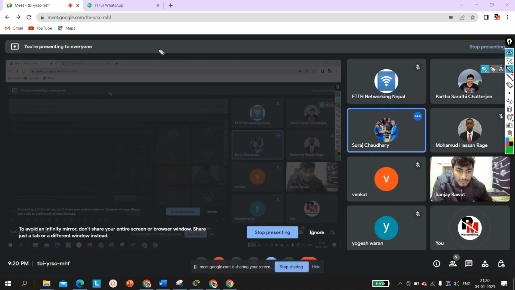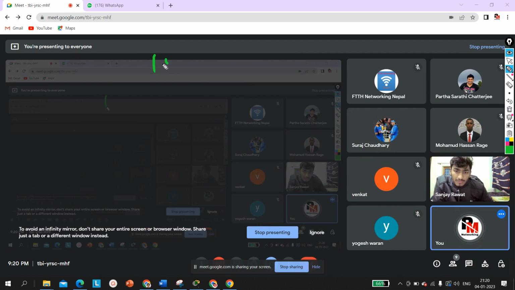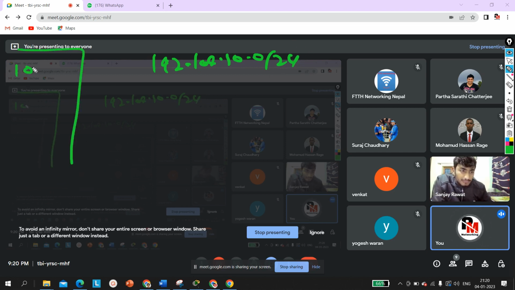Guys, this is VLSM. Here you can see the length of my network is variable. If I have 192.168.10.0/24 and you perform FLSM to design this network, in department 1 we need 100 users, in department 2 50, in department 3 20, and in department 4 it is 4. If you perform FLSM, you need a different network as well. Through this network you cannot create 4 networks by using FLSM.